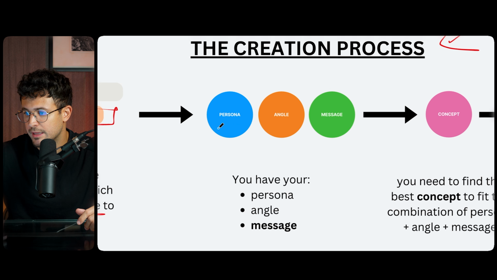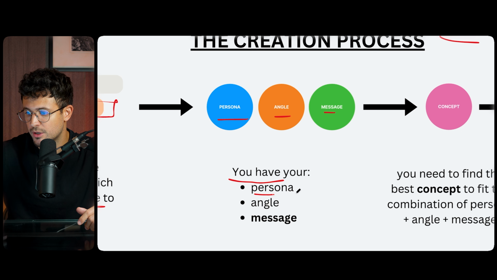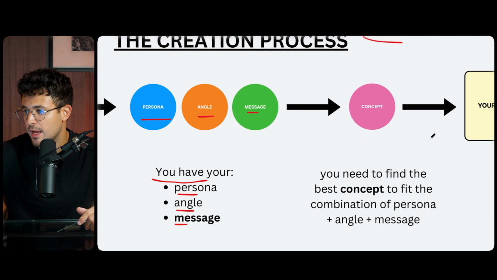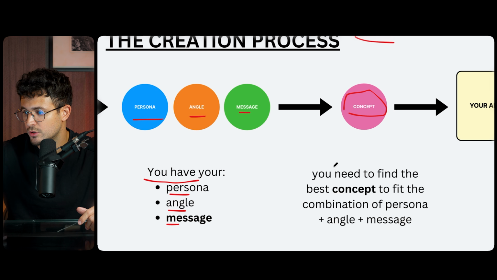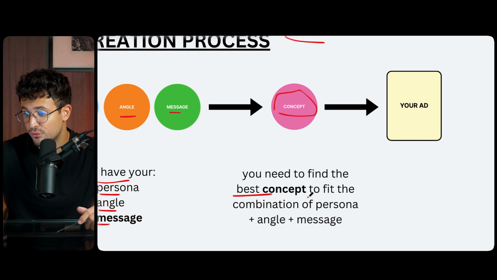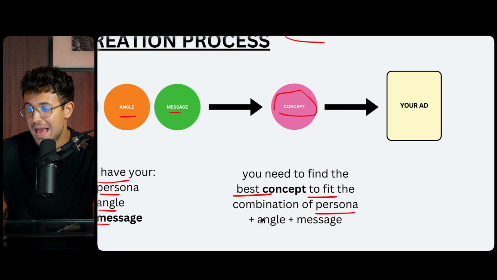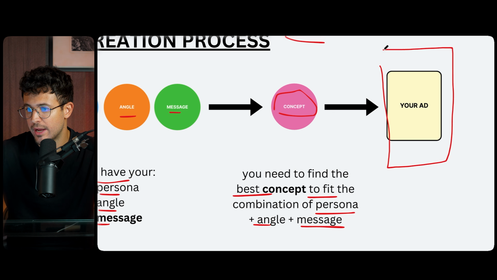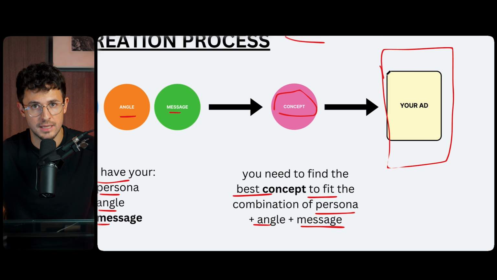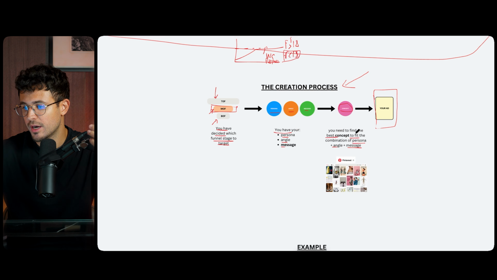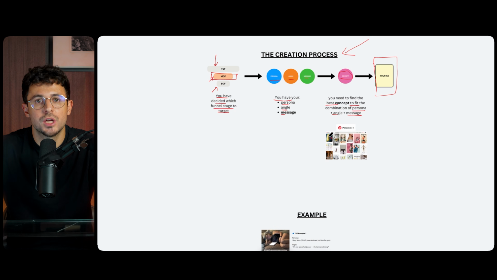Then the next step is define the persona, the angle, and the message. So here you're going to have your persona, your angle, and your message. At this point you need to build the concept. So you need to find the best concept that fits the combination of persona, angle, and message, and you're basically going to create your final ad just by using all these elements. So at this point here you need to go there and actually create the ad.